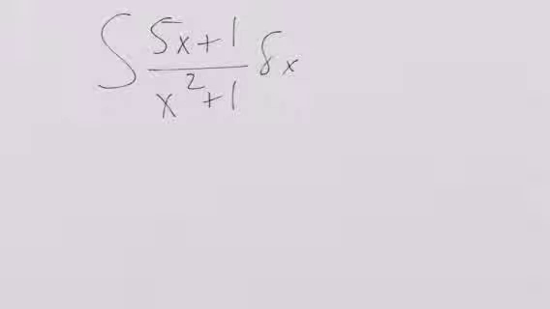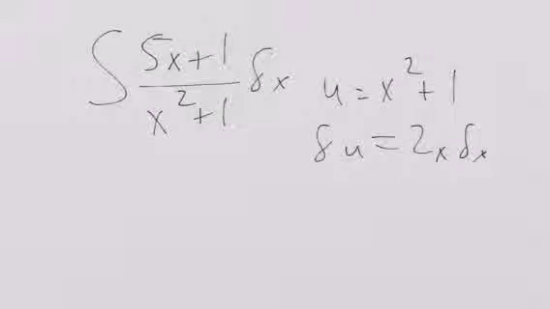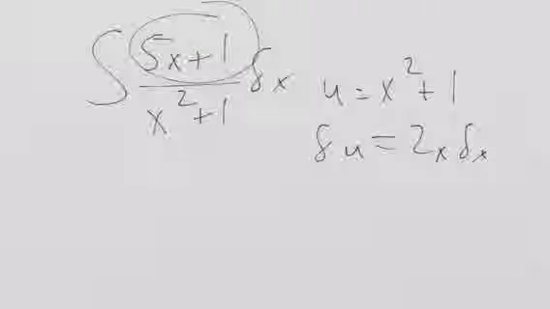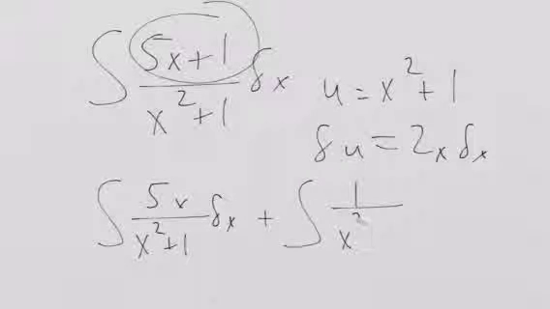So let's look at that. 5x plus 1 over x squared plus 1. I just can't let u equal x squared plus 1, because if I do that, I get 2x dx. I don't have a single term. I have a binomial up top. So what we're going to have to do is possibly rewrite this. Let's say that this is equivalent to 5x over x squared plus 1 plus 1 over x squared plus 1.